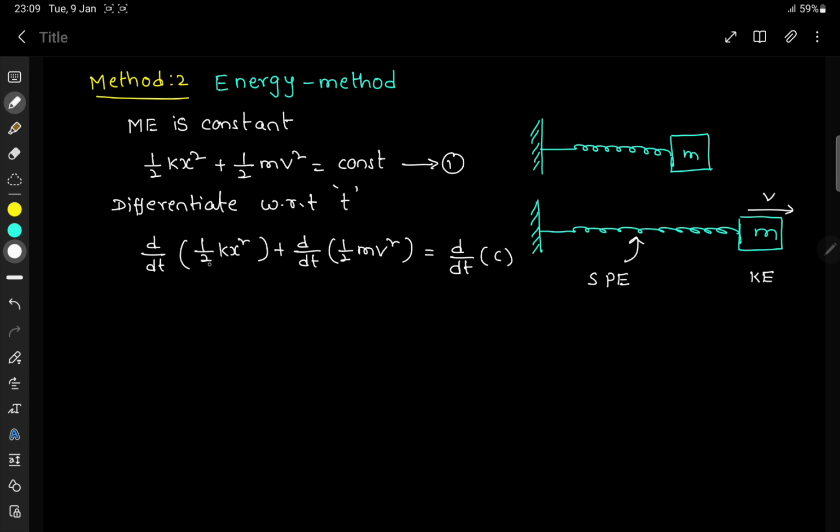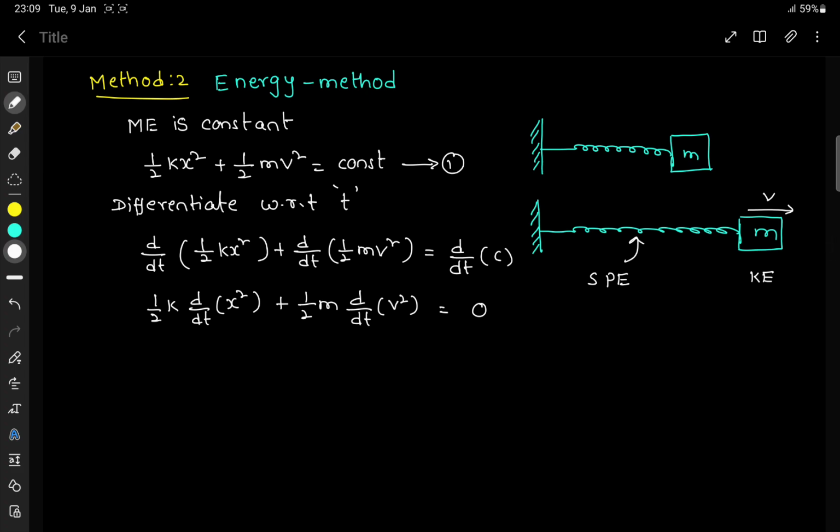Half into k is a constant, so take it out: half k into d by dt of x square, plus half m taken out common, d by dt of v square, equals d by dt of constant, which is 0.